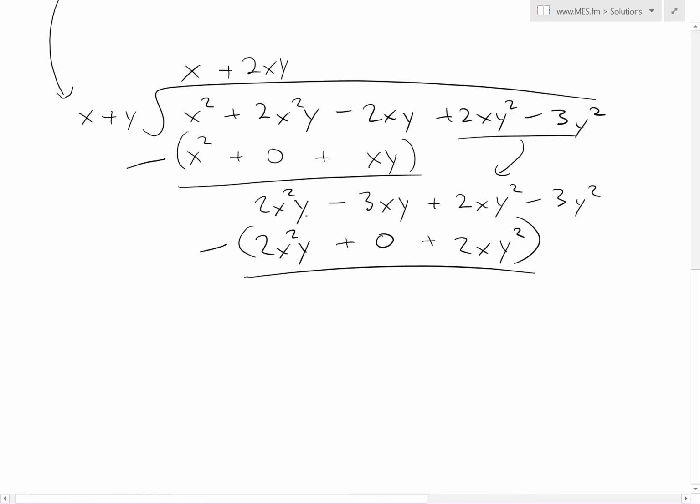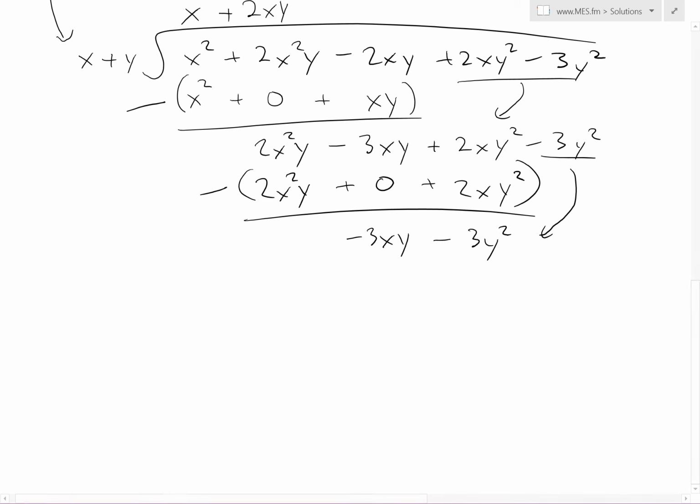We get basically the exact same thing. This 2x squared y minus 2x squared y goes to 0. Now negative 3xy minus 0 is just going to be negative 3xy. And now this 2xy squared minus 2xy squared cancels out, so we get a 0 right there. And now we just bring down the remainder here, which is negative 3y squared.